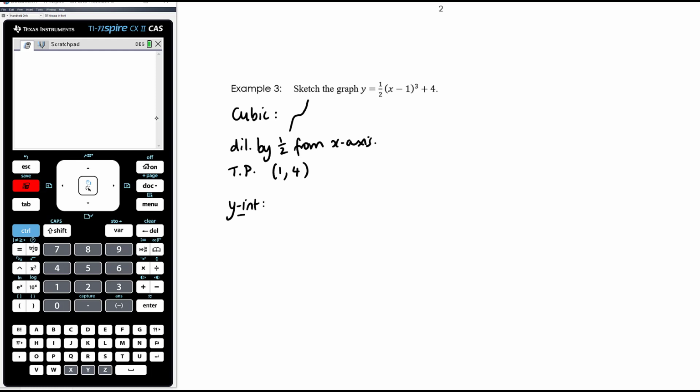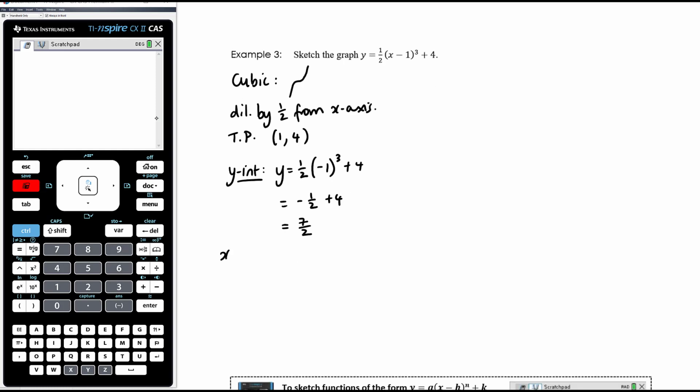So our y-intercept, we let x equal 0, so y equals half 0 minus 1, so -1 cubed plus 4. -1 cubed is -1, so -1 times a half is -1/2 plus 4. So it's 4 minus a half, which is 3.5, or 7 on 2.